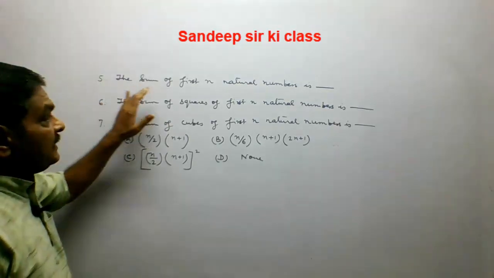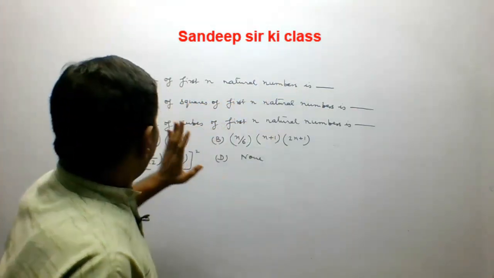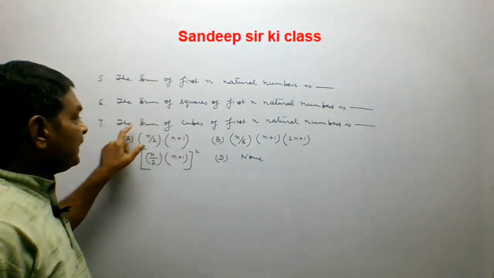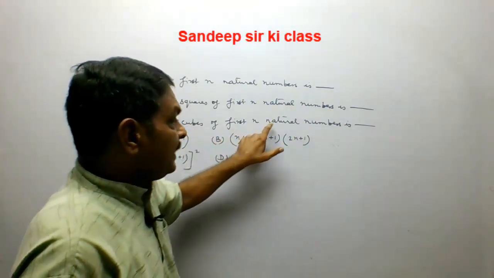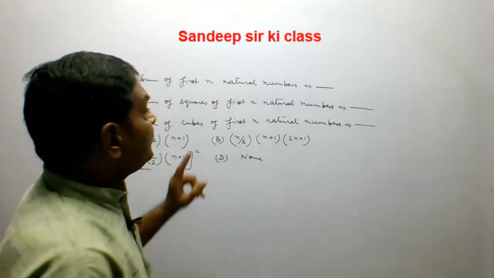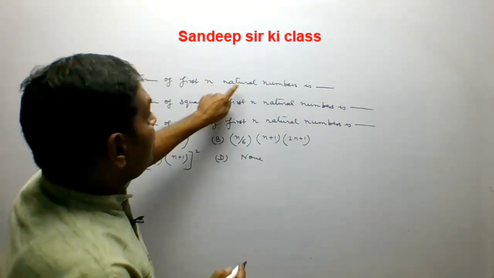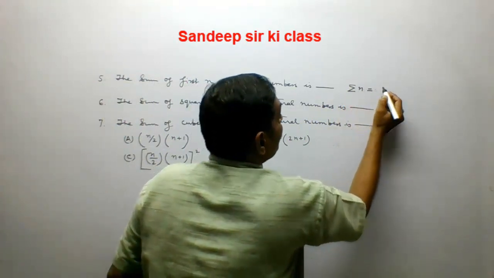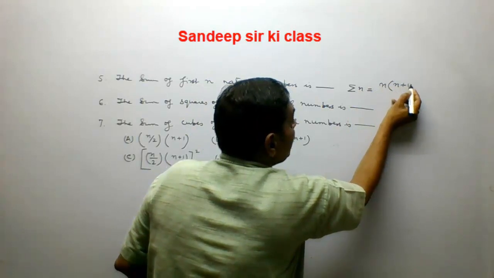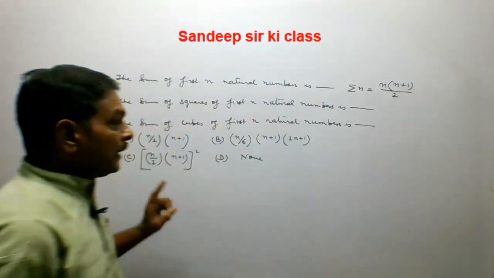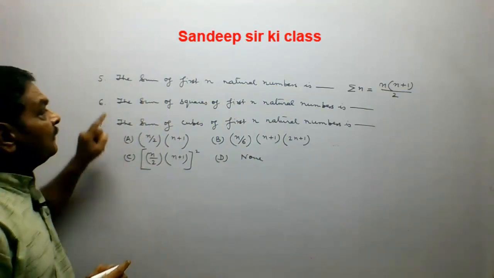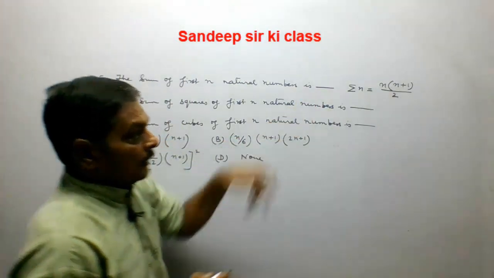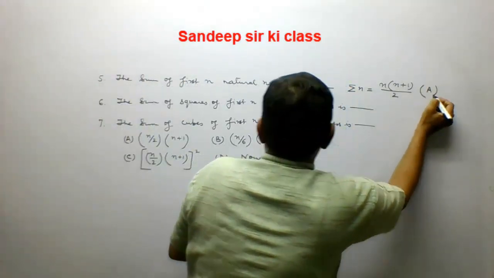Question number 5. The sum of first n natural numbers is. Question 6, the sum of squares of first n natural numbers is. And question number 7 is the sum of cubes of first n natural numbers is. All are formula based. We know that the sum of first n natural numbers is denoted by sigma n, and this sum is equal to n into (n plus 1) upon 2. So here option A is the correct option.